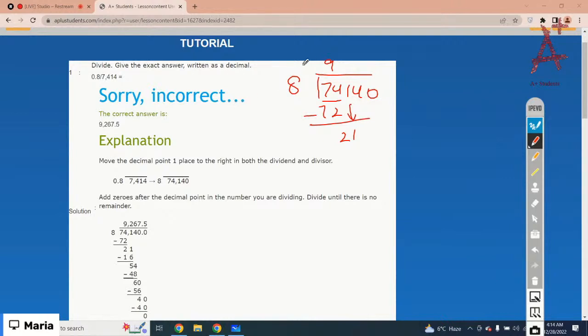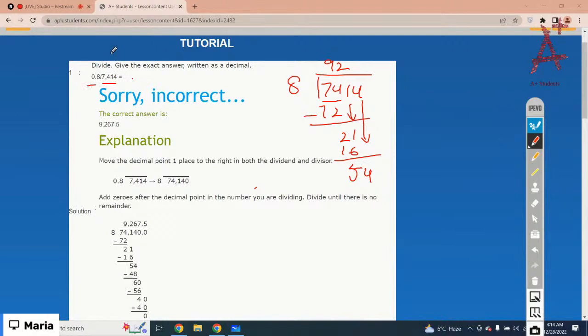8 times 2 is 16. Got it? Subtract 16 from 21 is 5. Now bring the next digit down. You have just 4. Okay, you don't have a 0 with a digit, but wait, let me just explain. The numbers you are given are 7414, and you have to divide it by 0.8.